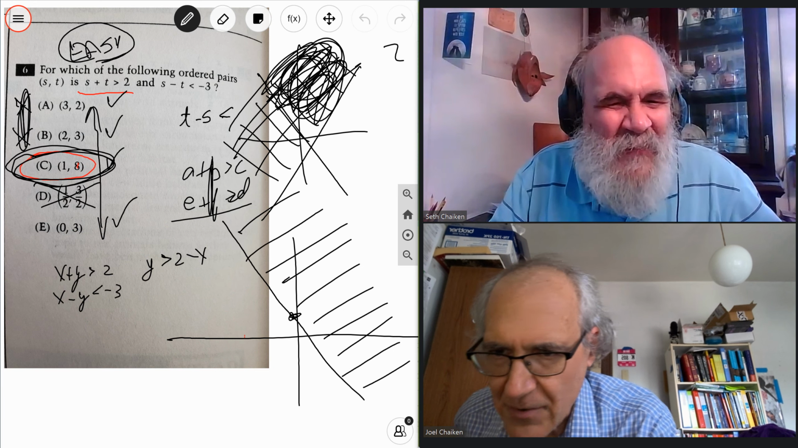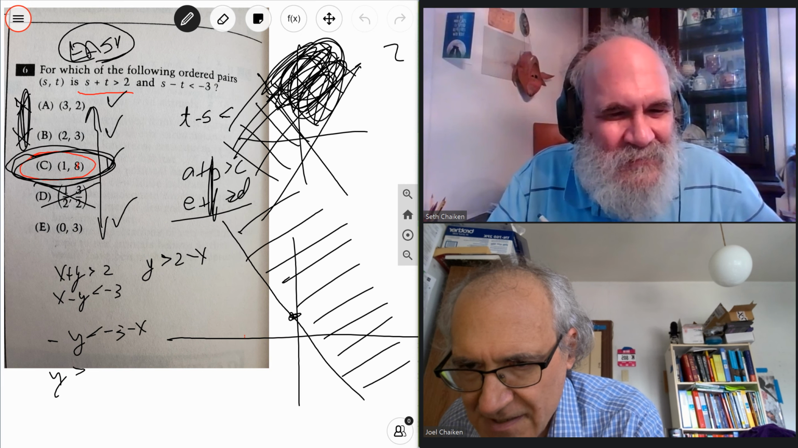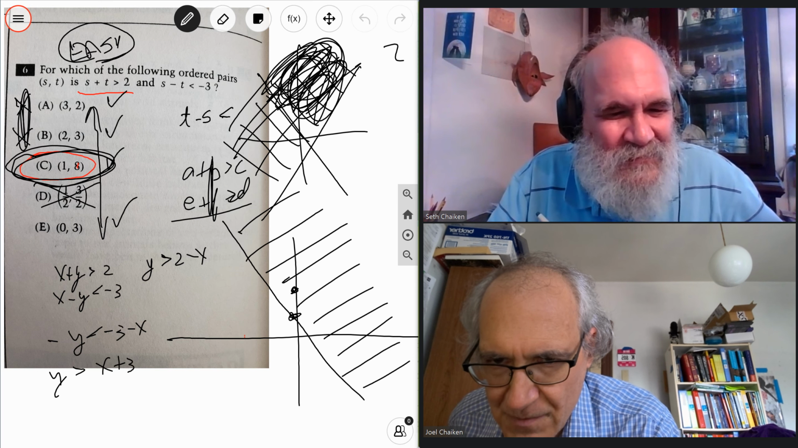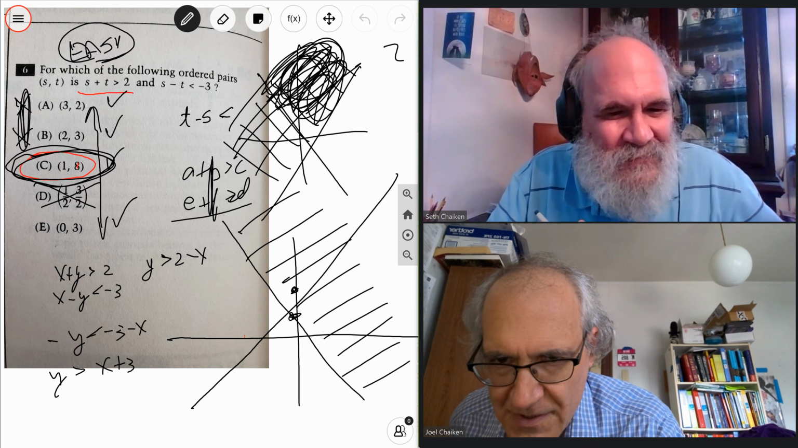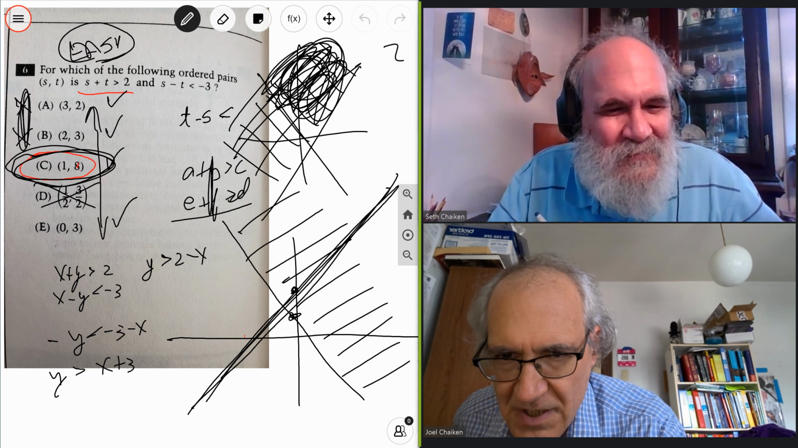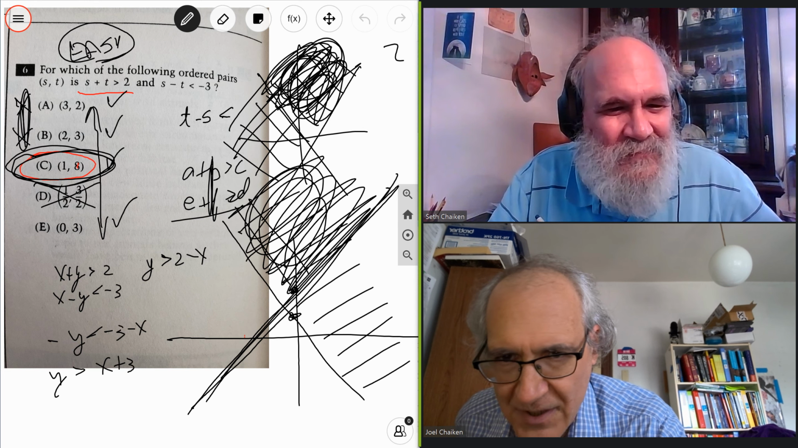Up there. Okay, now, negative y is less than negative 3 minus x, which means that y has to be greater than x plus 3. Fine. There's 3, x plus 3, positive slope, and it's greater than. In this section here. Wow, look at that section there.